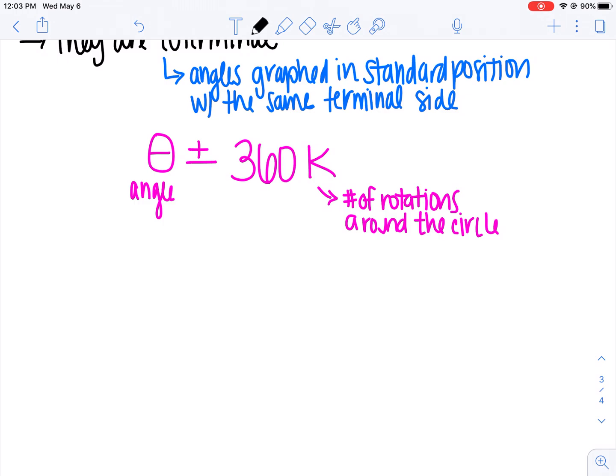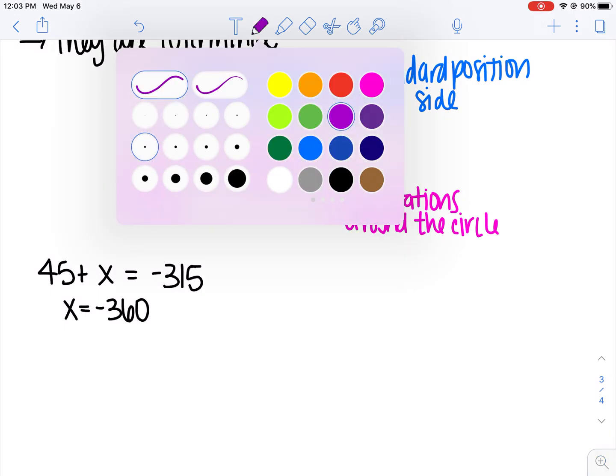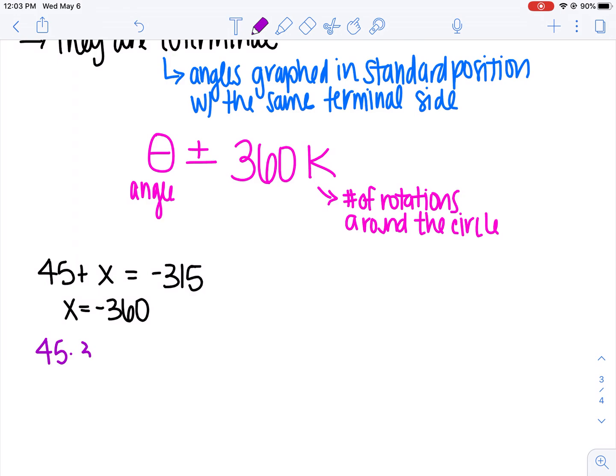So let's take 45 plus a variable, we'll call it x, equals negative 315. So how am I going to solve for x? I'm going to subtract 45 from both sides, so I'll get x equals negative 360. So we would do 45 minus 360 equals negative 315. In this case, k is going to be 1 because we're only rotating around the circle once.